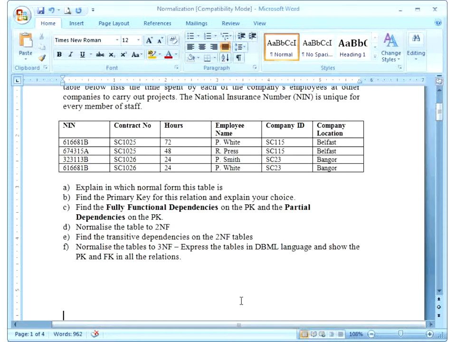Normalize the table to second normal form. Find the transitive dependencies on the second normal form tables and normalize the table to third normal form. And then the last part you can omit because you have not studied data manipulation language so far.